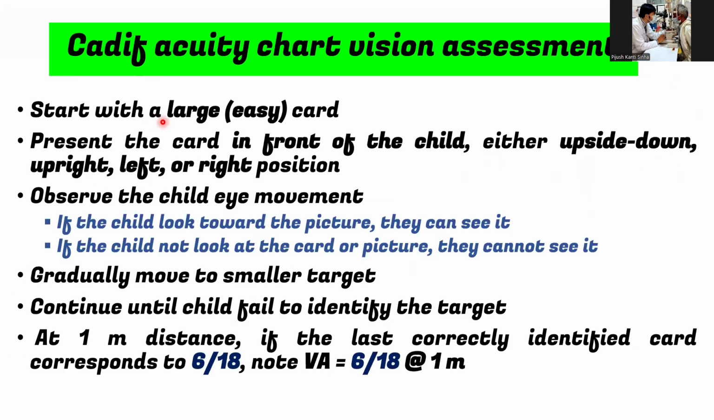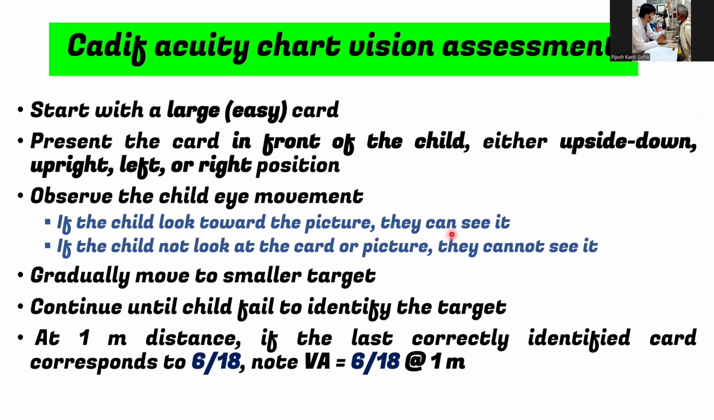Here, start the test with a large grating or large line kind of object, and then present the card in front of the child, either upside down or upright, in left or right position. Observe the child's eye movement. If the child looks towards the picture, that means they can see it. If the child does not look at the card or picture, that means they cannot see it. Simple. So gradually move to a smaller target and continue until the child fails to identify the target. At 1 meter distance, if the last correctly identified card corresponds to 6 by 18, note that the visual acuity is 6 by 18 at 1 meter.